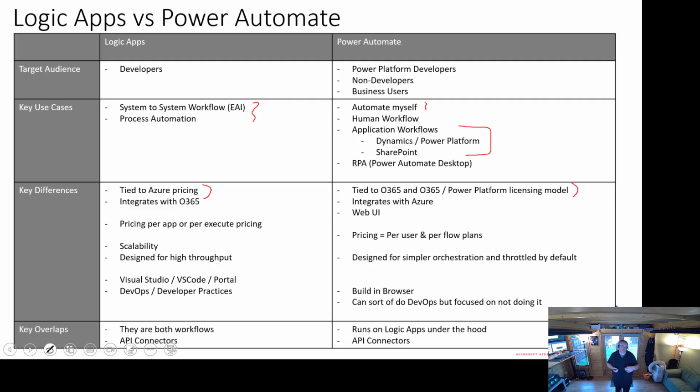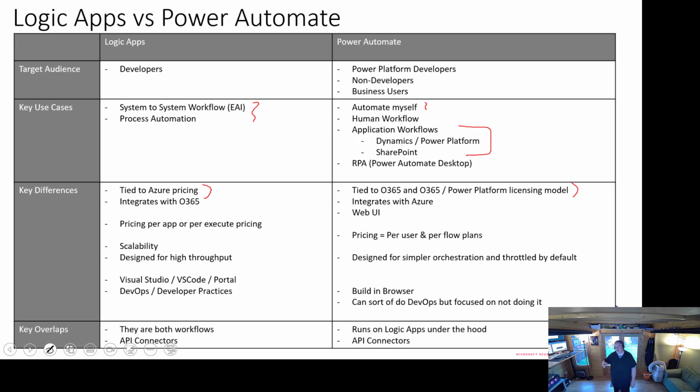So that can support really low cost workflows, or you can pay for Logic Apps Standard, where you pay based on the compute node that it runs on. So maybe an app service plan, maybe an application services environment. So you pay per node or per execute for Logic Apps.